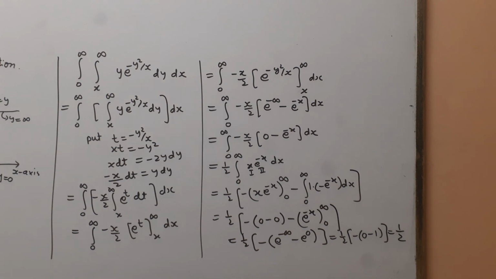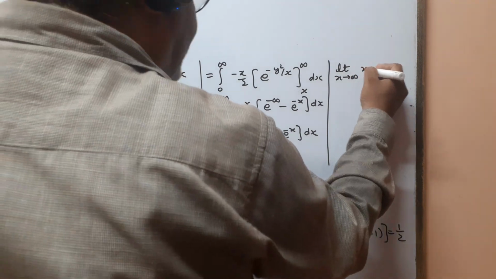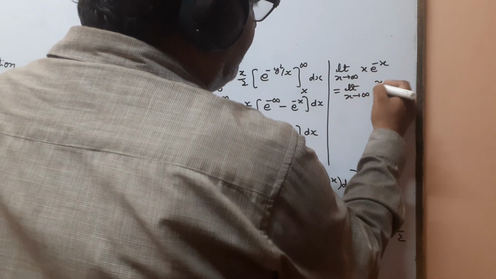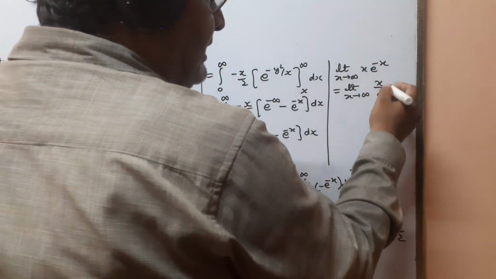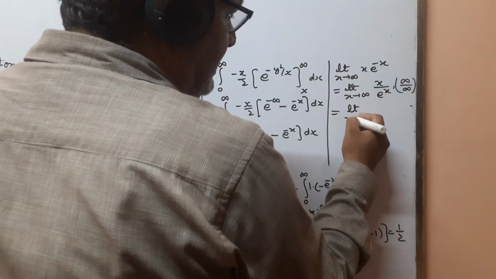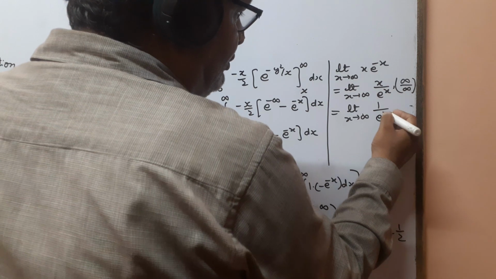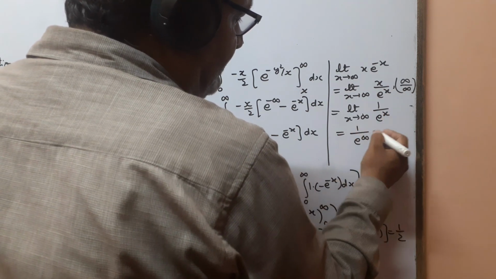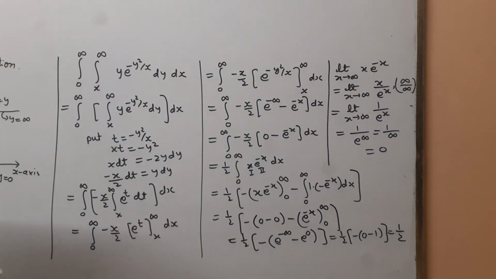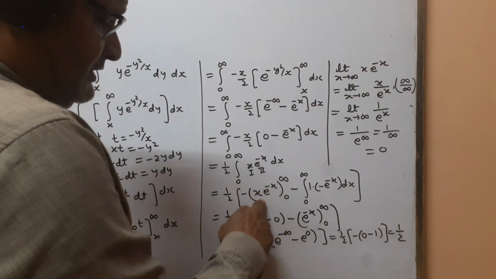You can see here, if we evaluate limit x tends to infinity of x e to the power minus x, so this can be written as limit x tends to infinity x upon e to the power x. Here we can see this is the form of infinity by infinity. So applying L'Hopital rule, we get here differentiation of x is 1 here, differentiation of e to the power x is e to the power x. When we substitute here limit, so e to the power infinity, and this is 0. So in place of x e to the power minus x, when we take limit x tends to infinity, we get 0.